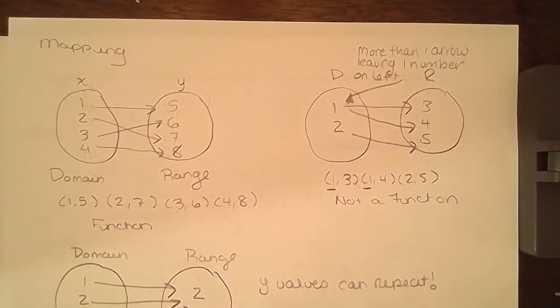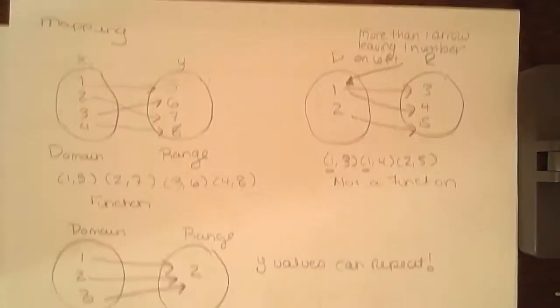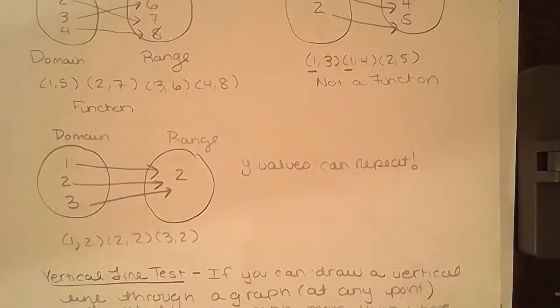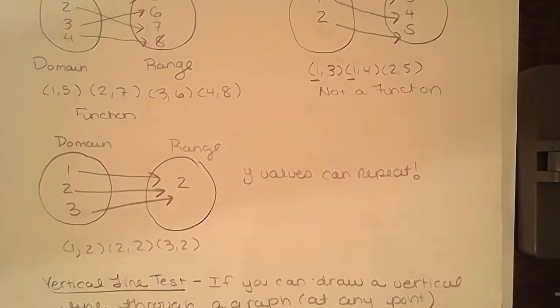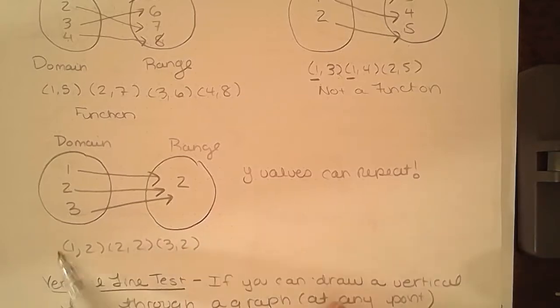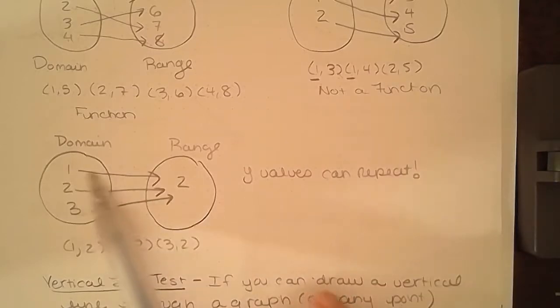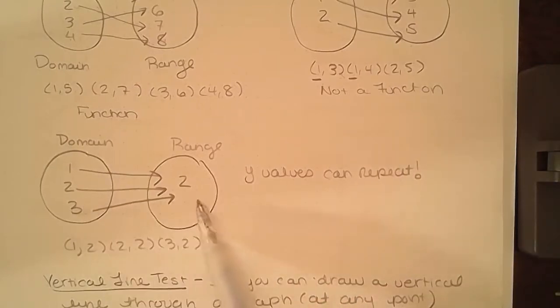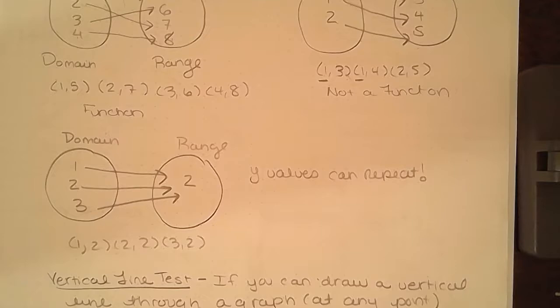Okay? So another example, I always like to show this one because a lot of people get confused because your y values can repeat. And if I were to graph it, it would look like a horizontal line. So here your y values can repeat. So this would be (1, 2), (2, 2), and (3, 2). This is a function, okay? Your y values can repeat because there's one arrow leaving each one of these points on the left side, okay?